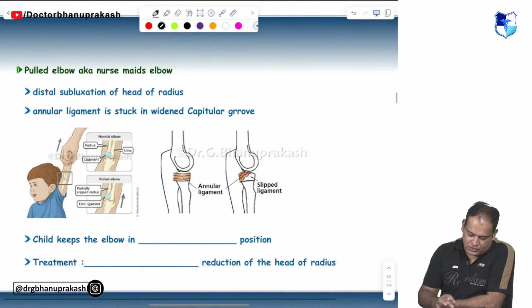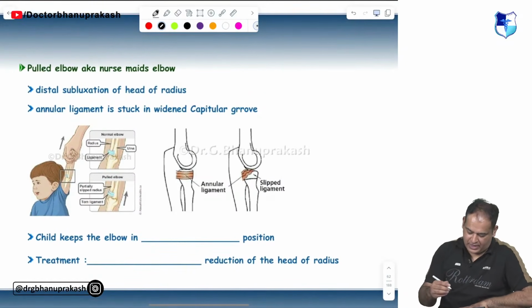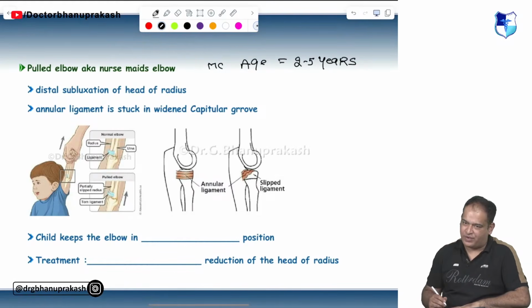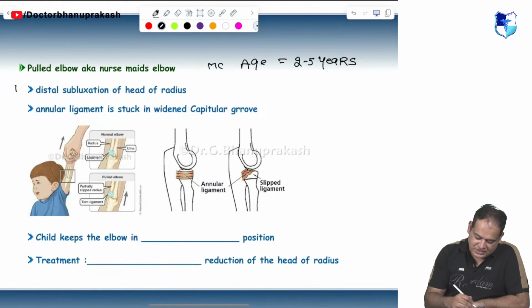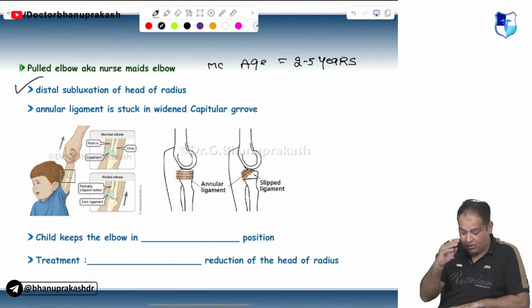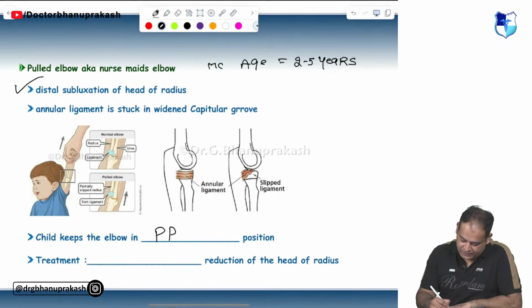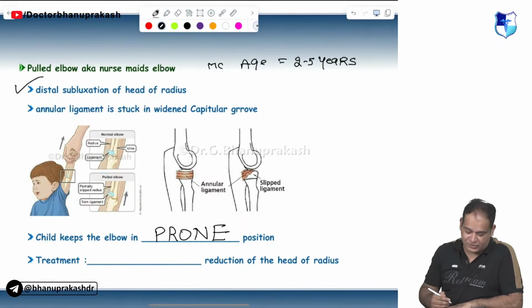Pulled elbow, also known as nursemaid elbow. They ask you what is the most common age. 2 to 5 years. What is it? Subluxation of the head of radius. The child will keep the elbow in prone position.